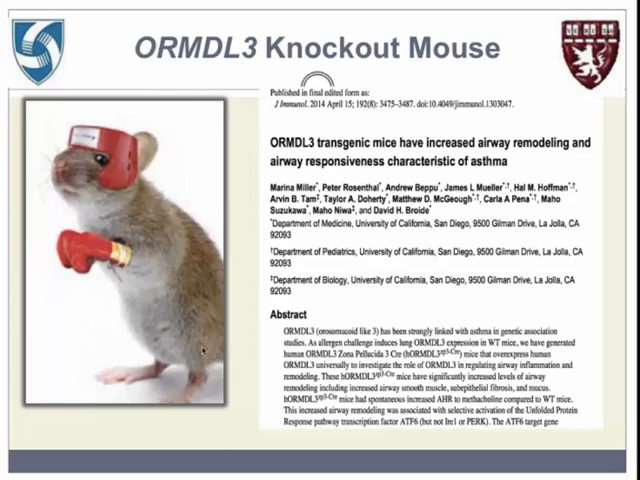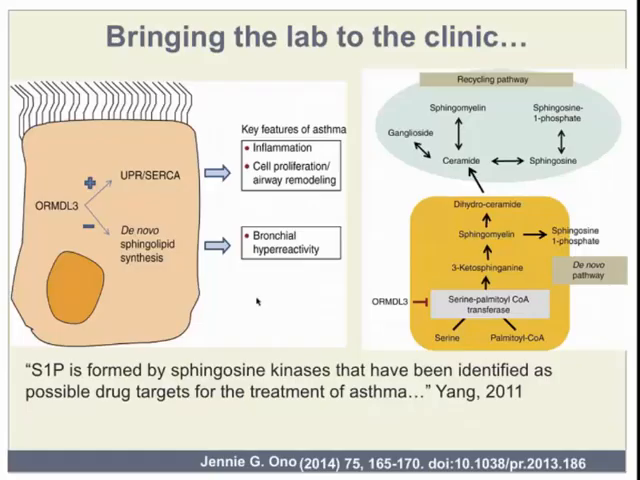One of the first things that our group has done, and this is not a paper published by our group, but our group is doing this now, is develop this ORMDL3 knockout mouse. And one of the most interesting things about the knockout mouse, and the most difficult aspect of doing studies, is that this mouse has a lot of trouble breathing because of all the increased airway remodeling and airway hyperresponsiveness that the mouse has. So certainly implicating that ORMDL3 is important in asthma.